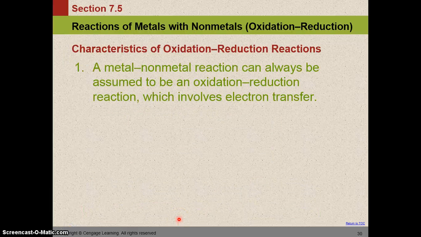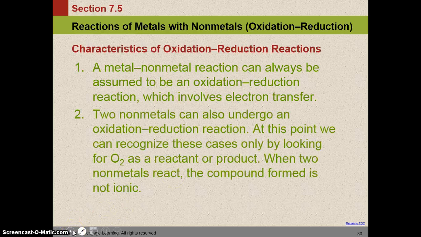Let's look at the characteristics of redox reactions. The first one is that a metal and a nonmetal reaction can always be assumed to be redox because we're transferring electrons. The second one states that 2 nonmetals can also undergo oxidation reduction. And for our purposes, we're going to look at this as being the case where we have O2 as a reactant or as a product as an indicator that it's also a redox reaction.